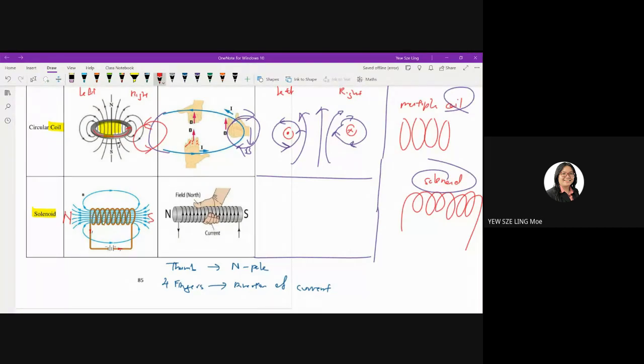How do I know if I have north pole on the left, then right must be south? Because of the direction of magnetic field. Magnetic field is leaving north pole. If it is leaving on the left-hand side, then where does it come from? It must be coming from the right-hand side. Nah, itu cara yang kita tentukan arah.